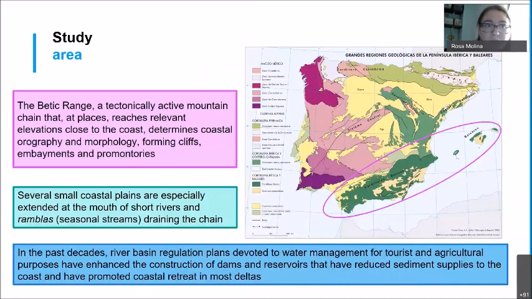The Betic Range is a tectonically active mountain chain that reaches relevant elevation close to the coast, determines coastal orography and morphology, forming cliffs, embankments, and promontories. Several small coastal plains are especially extended at the mouth of short rivers and ramblas, that are seasonal streams that drain the chain. And in the past decades, river basin regulation plans devoted to water management for tourist and agricultural purposes have enhanced the construction of dams and reservoirs that have reduced sediment supplies to the coast and have promoted coastal retreat in most deltas.